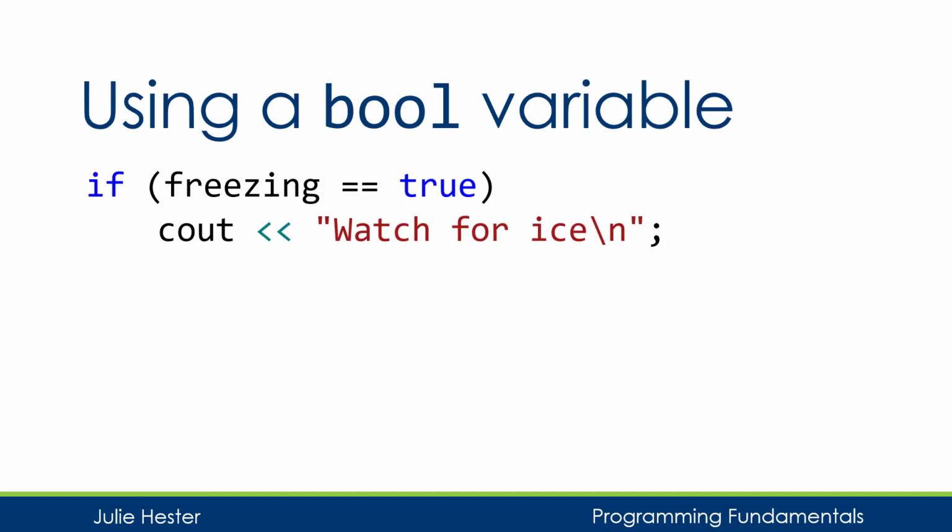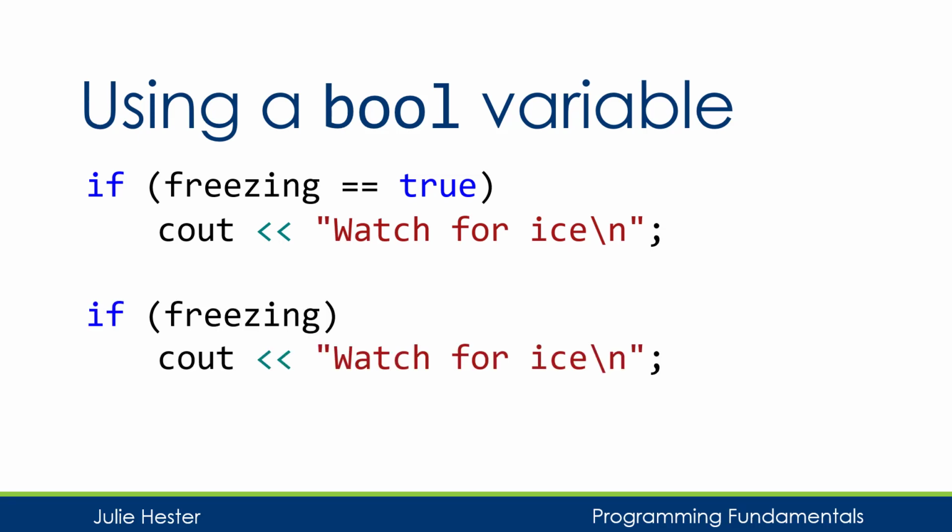Once I've set that variable's value, later on I can look at its value to decide if I want to execute some code. So here I want to display a message if it's freezing. I've already set the value of freezing to either true or false, and now I'm going to compare its value to true. So I can say if freezing equal true, meaning is the value of my bool variable freezing true, and if it's true and I compare true to true, and they're both true, then the whole statement's true. I'm going to say it's freezing, and now I can display a message to watch out for ice.